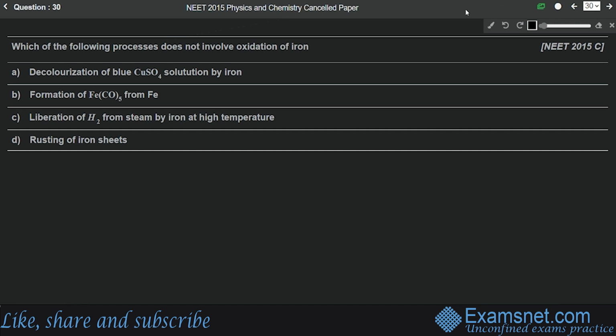Question number 30 is from D and F block elements, and the question is which of the following processes does not involve oxidation of iron? So let's see, the first one is decolorization of blue copper sulfate solution by iron. What happens when iron reacts with copper sulfate CuSO4? It gives FeSO4 and copper. Initially on the reactant side, the oxidation state of iron was 0. Okay, it was in its elemental form. On the product side, the oxidation state of iron becomes +2.